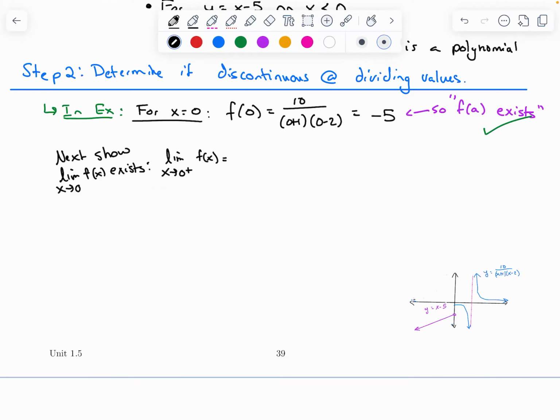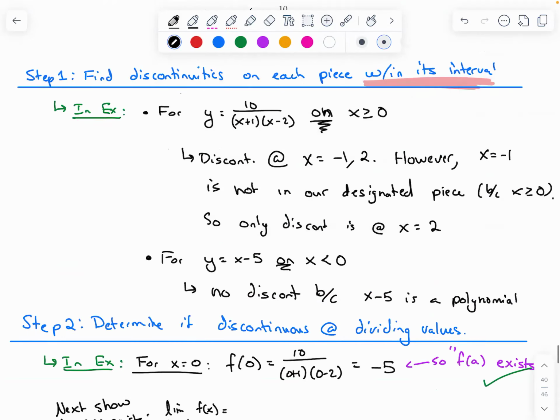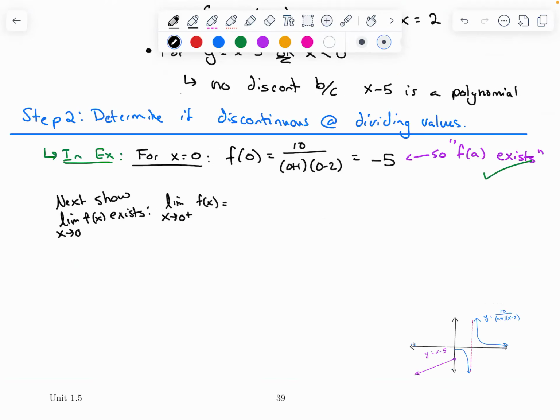So that would mean you're greater than 0. So this would become the limit as x approaches 0 of the top or bottom function. The top function: 10 over x plus 1 times x minus 2. Let's reiterate that just one more time, once you've written it down.